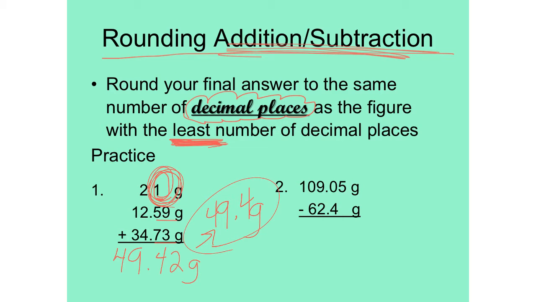Then in number 2, we have 109.05 minus 62.4 grams, and that gives us 46.65 grams, but we need to round it. The second measurement, we only know to the 10th of a gram, so our answer can only be to the 10th of a gram, so it would be 46.7 grams. Again, because we're going to keep the one decimal place, but there's a 5 there, so we would have to round that up.